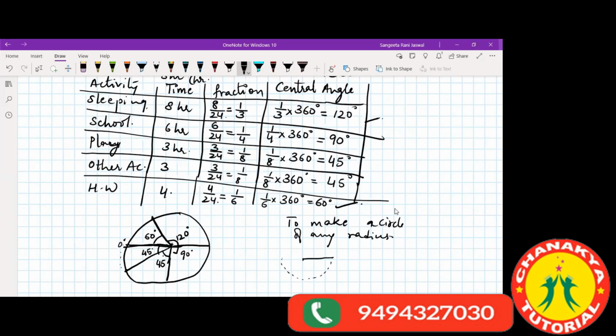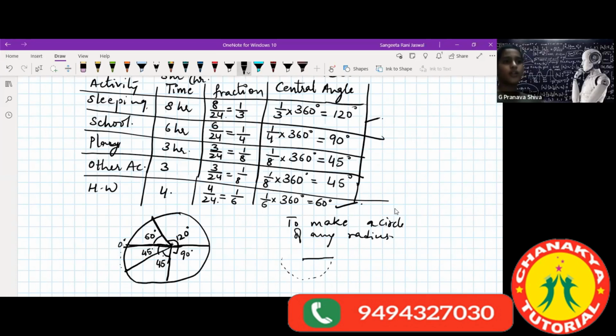Yes, beta? Pranav, okay, ma'am. Shiva, are you understanding? Pranav, Shiva, have you understood how to make a pie circle graph? Yes, ma'am.